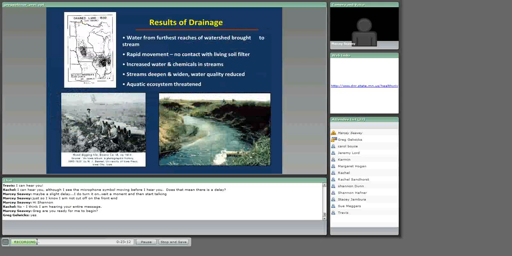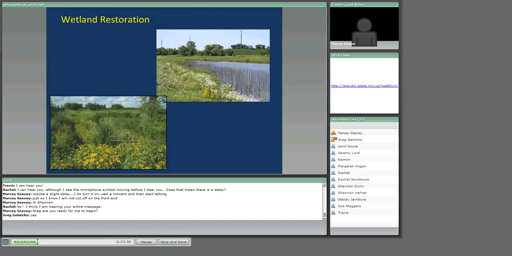It's doing so more rapidly than in the past, and it's increased both the amount of water that flows through a stream at a time and also the chemicals in the stream. And this has caused streams to deepen and widen and reduce the water quality in the streams. And this in turn has affected aquatic ecosystems.